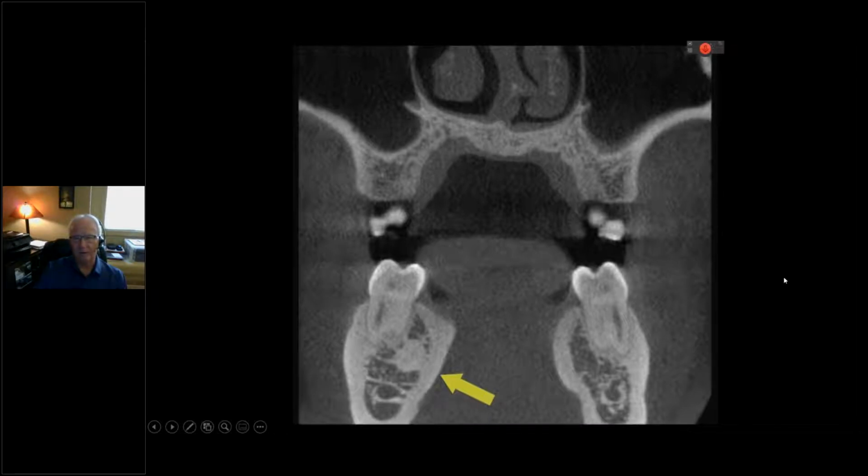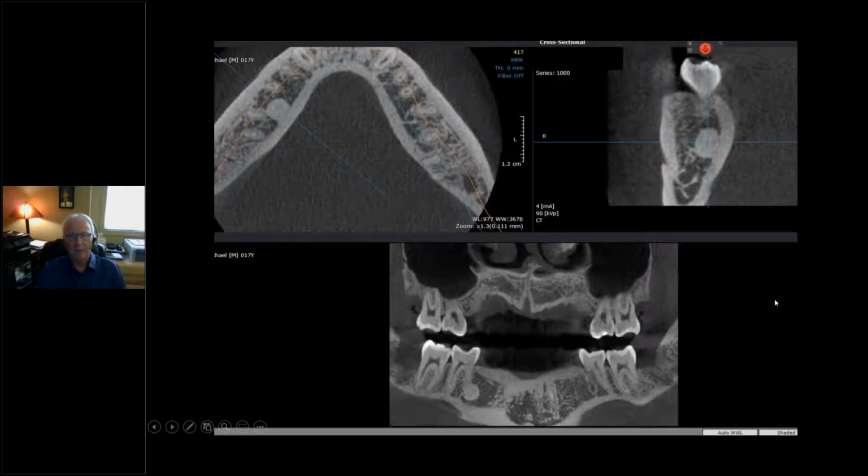So those are just a few of the things that you'll see. It'll raise some concern, but you don't need to do anything about them. Of course, the beauty about CBCT imaging is that you can put it in several planes of section, and you can see this is an axial view, a coronal view, and a reconstructed panoramic view.